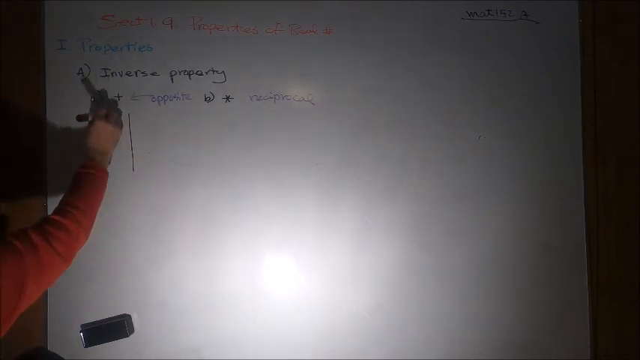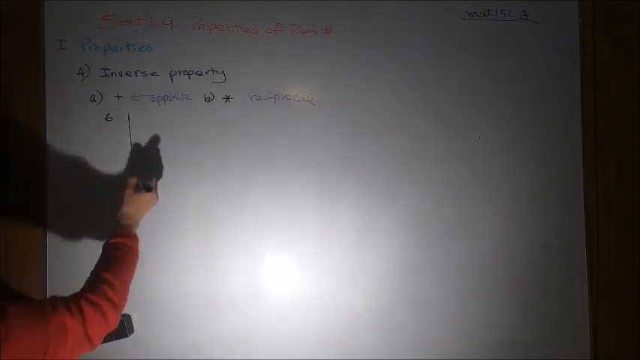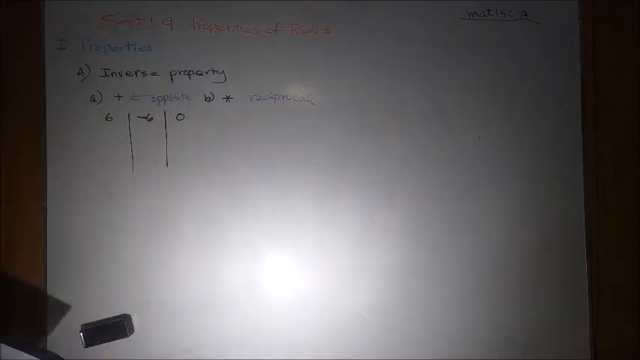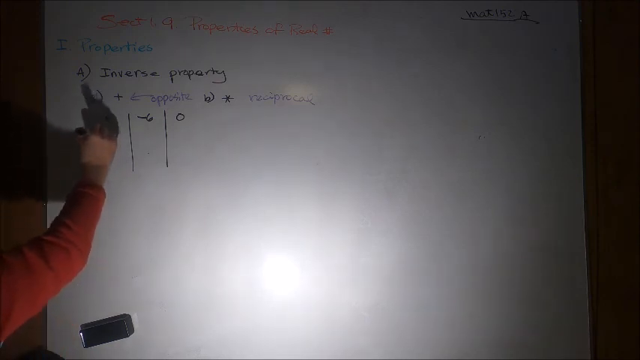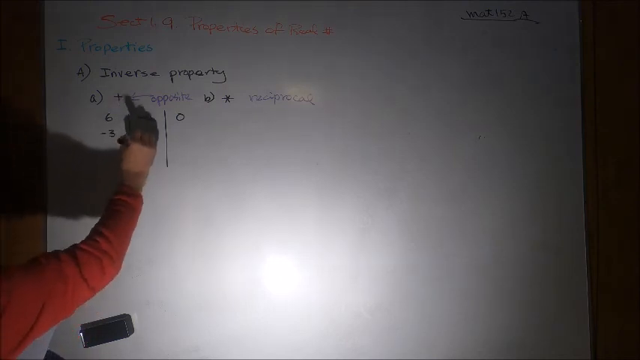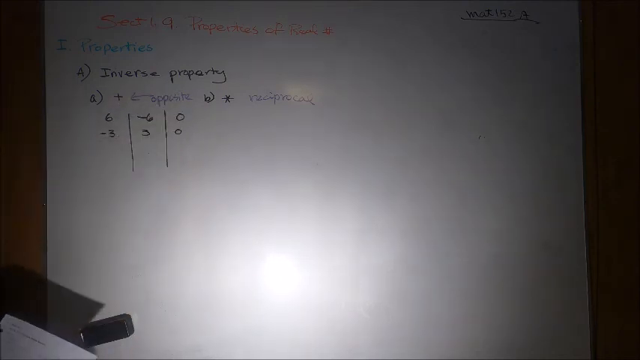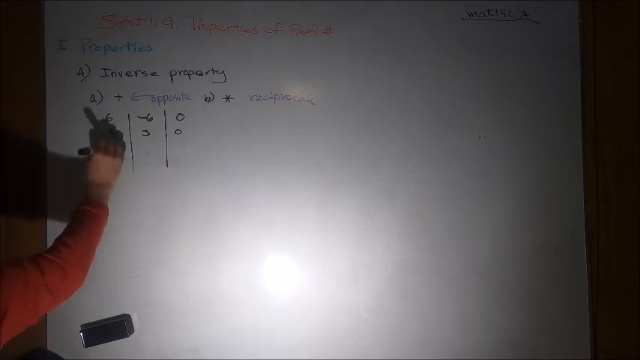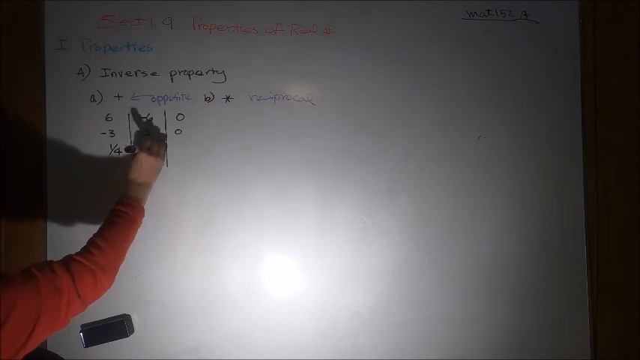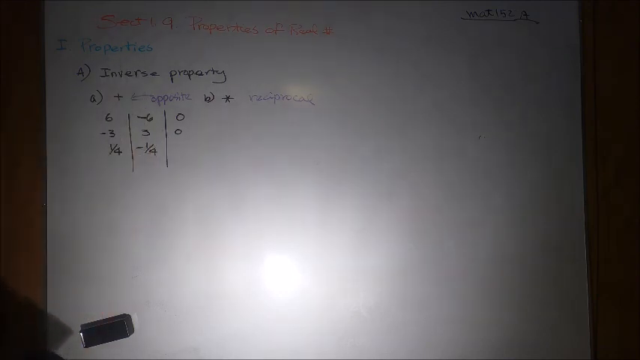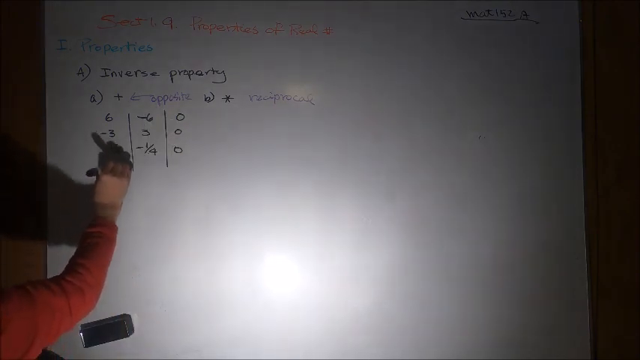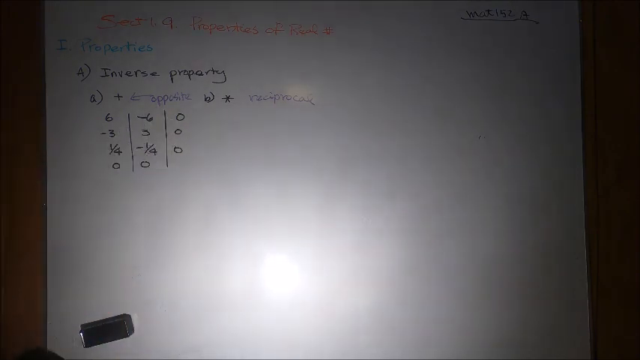Let's take a look. If I have a 6, what's the opposite of 6? Negative 6, right? If you add them together, what do you have? You have 0. What's the opposite of negative 3? Which would be 3. You add them together is 0. What's the opposite of 1/4? Which would be negative 1/4, right? Then you add them together is 0.